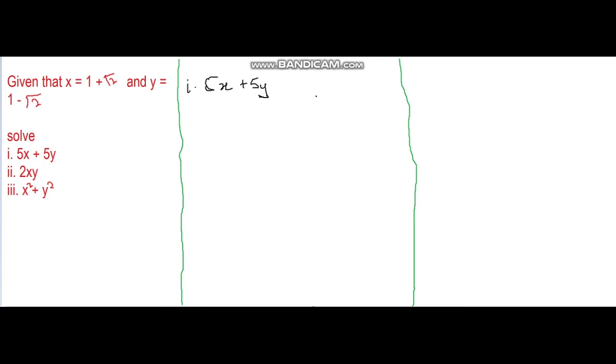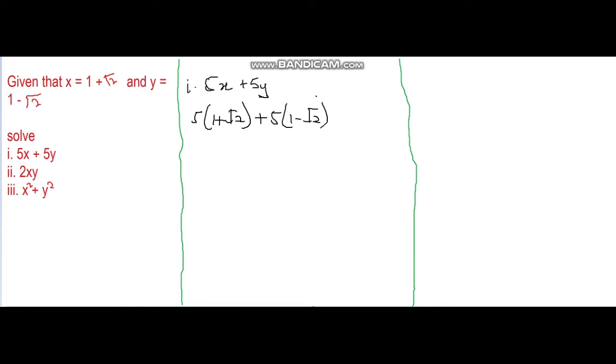Now the first one is 5x plus 5y. With 5x plus 5y, we know that they are saying that x is what? 1 plus square root of 2, and y is what? 1 minus square root of 2. So we have to just substitute first. So you're going to get 5 bracket 1 plus square root of 2 bracket close, plus 5 bracket, the y is what? 1 minus square root of 2.